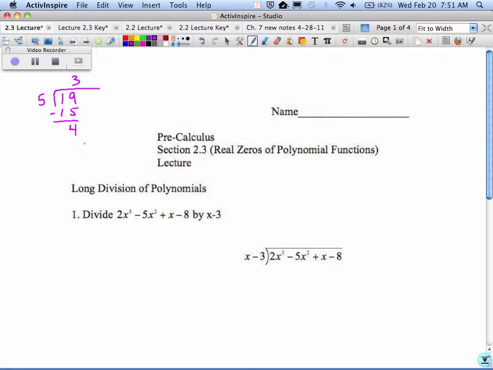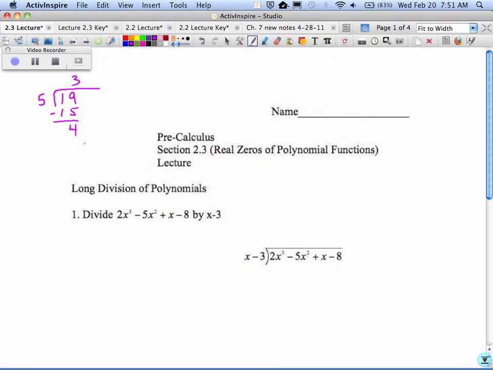Do I stop? No. Well, now we talk about whether I stop or I don't, and it depends on what grade you're in. When you're in 3rd grade, you stop, right? Because 5 no longer goes into 4. But if you get into 4th or 5th grade, then you learn what a decimal is, and you put the decimal in, and you bring the 0 down.